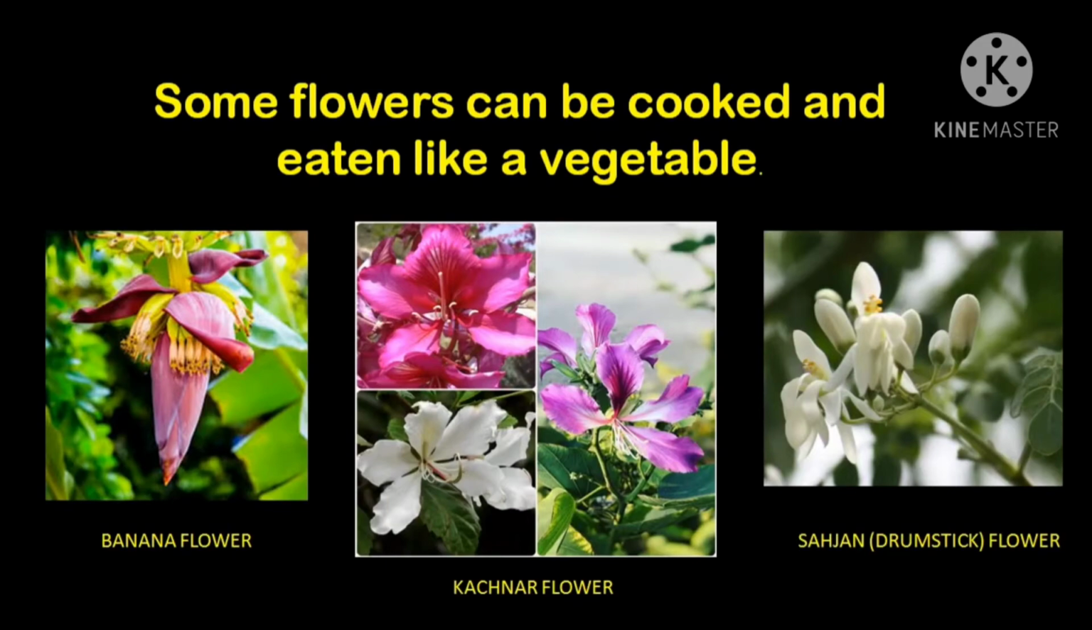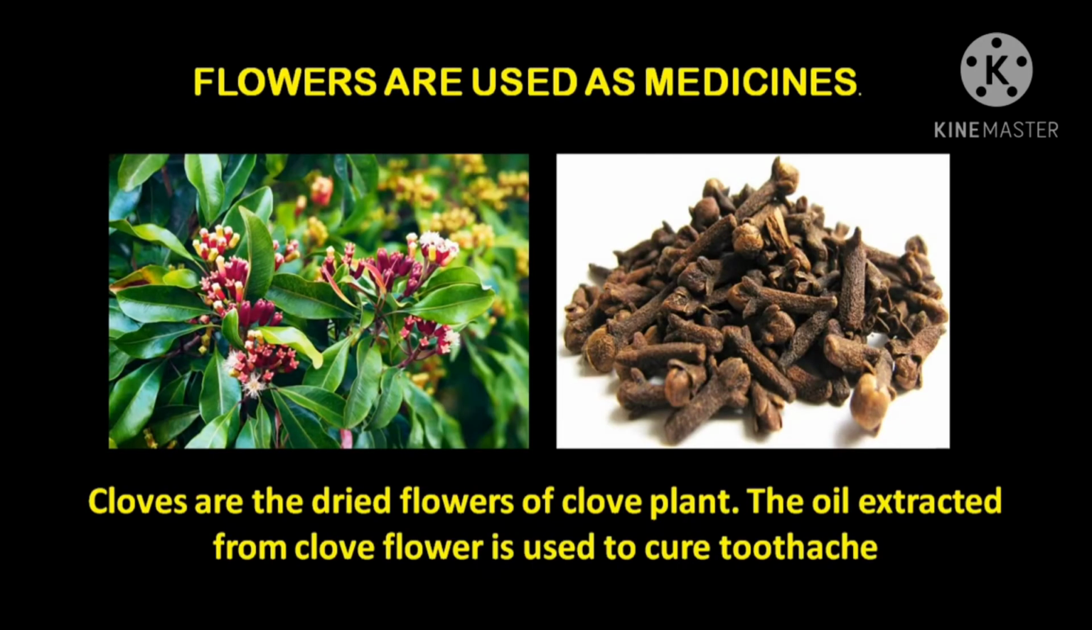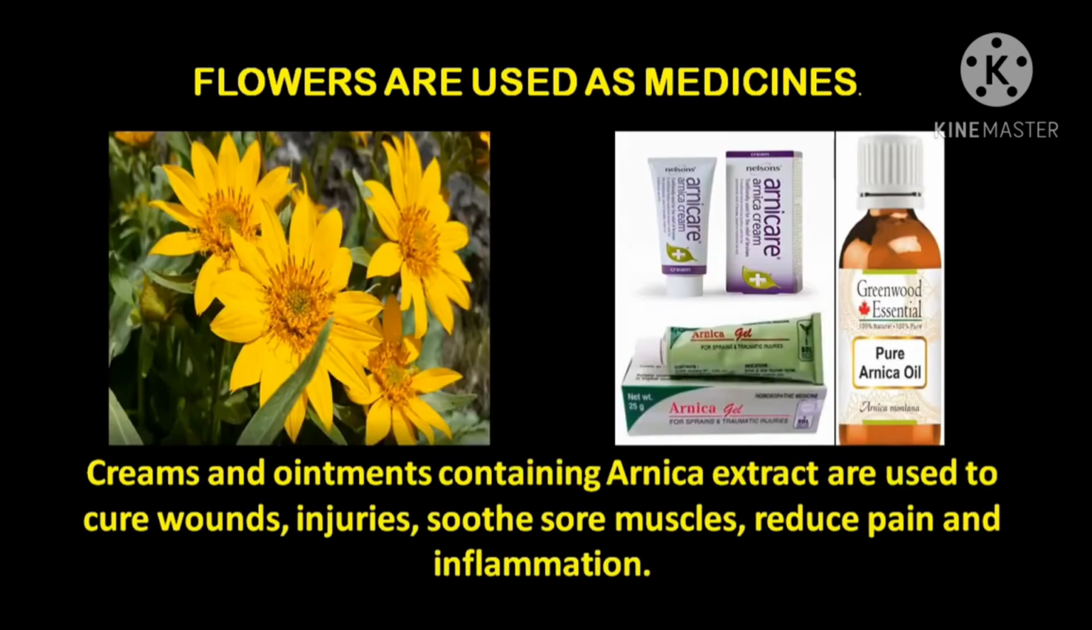Some flowers can be cooked and eaten like a vegetable. Flowers are also used as medicines. Cloves are the dried flowers of the clove plant. The oil extracted from the clove flower is used to cure toothache.